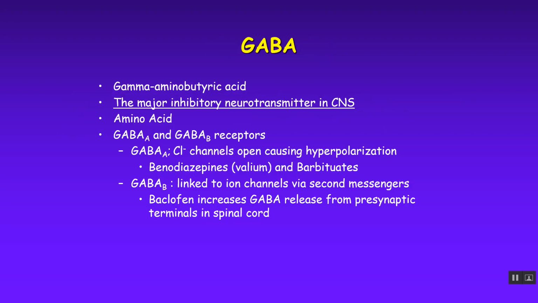GABA. So it starts with a G. It's a neurotransmitter. It's fast-acting. It stands for gamma-aminobutyric acid. It is the major number one inhibitory neurotransmitter in the central nervous system. It's the fast-acting inhibitory neurotransmitter in your nervous system. Okay. It is an amino acid.